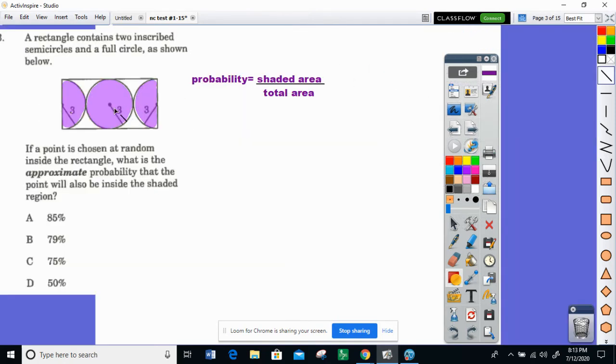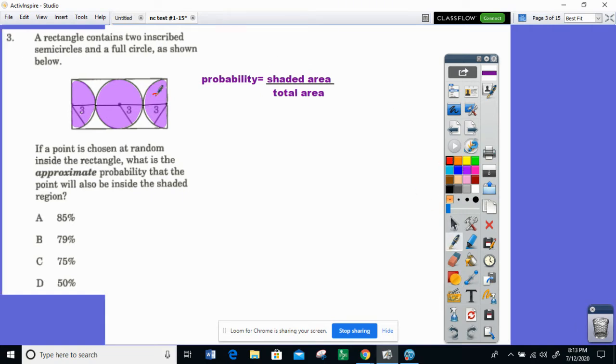It's the same way in this problem. If the radius is 3 units, then the distance from here to here is also 3 units, and so is the distance from here to here. Since the radius of this semicircle is 3, we can write a length of 3 from this center to this outside edge, and then also from here to here. So if this radius is 3, these two radii make a diameter that's a length of 6, and this radius is 3, then this whole side is a length of 12.